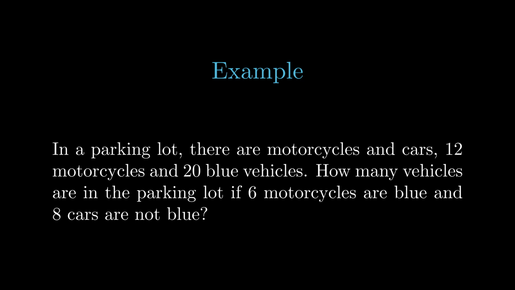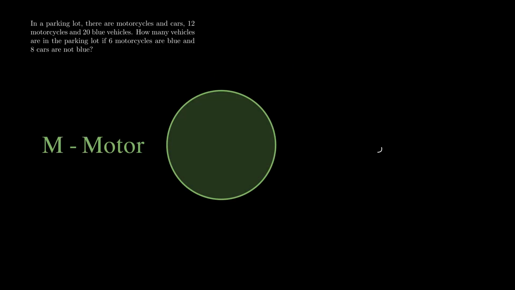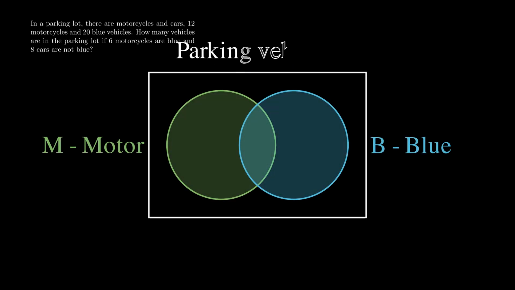One is the set of motorcycles, and the other is the set of blue vehicles. It's not correct to separate motorcycles and cars into 2 distinct sets because whatever is not a motorcycle is a car. This way, the 2 sets would not have an intersection. Therefore, the 2 sets are the set of motorcycles and the set of blue vehicles. Let's look at the number of elements in the 2 sets.